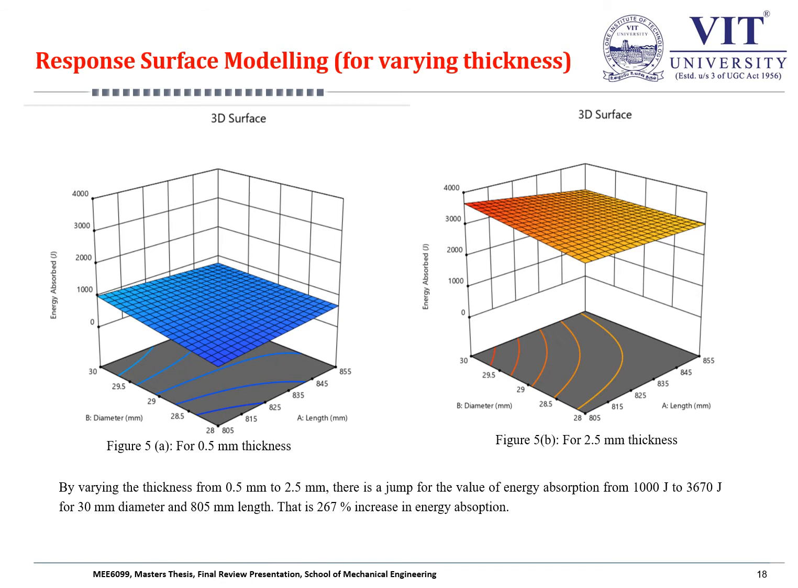Here I have constrained the diameter to 30 mm and the length to 805 mm. Through the graph, it is seen on the left-hand side that for 805 mm length and 30 mm diameter, the energy absorption value is 1000 joules. This is for 0.5 mm thickness of the beam. When I increased the beam thickness from 0.5 to 2.5 mm, the energy absorption value jumped from 1000 joules to 3670 joules. That is almost a 267% increase in energy absorption.